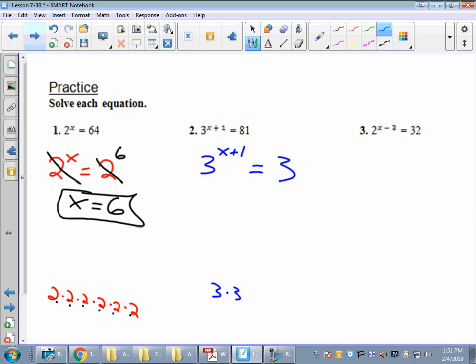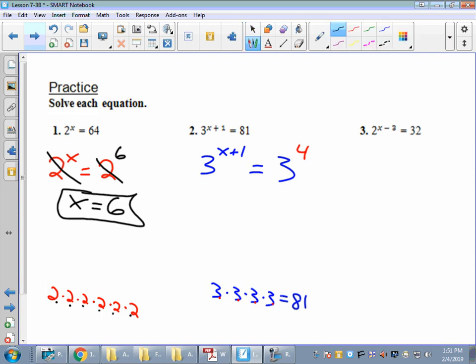3 times 3 is 9, times another 3. 9 times 3 is 27. And then another 3, 27 times 3 is our 81. So in this case, it would be 1, 2, 3, 4, so to the 4th power. So now I've got 3 to the x plus 1 equals 3 to the 4th power.